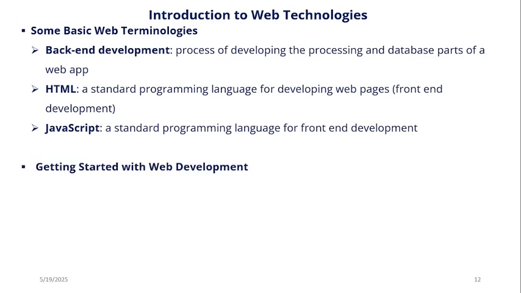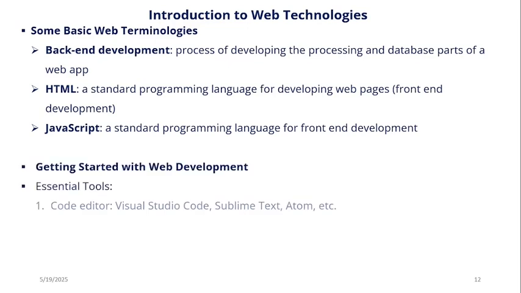So where do we get started with web development? The essential tools you need: a code editor. In fact, you can use Microsoft Word to write HTML and it will work, but that's not the best way to do it. It is better to use a good tool to do the job rather than a crude tool, even though it works. There are a lot of choices. Visual Studio Code is a very popular choice today, so that's the one we are going to use. There is also Sublime Text, there is also Atom, and a host of others you can discover on the internet.